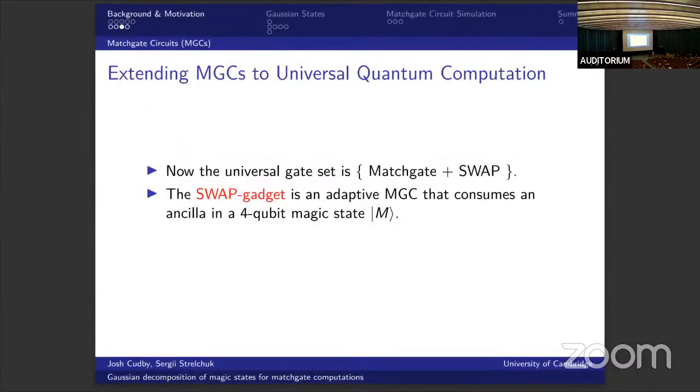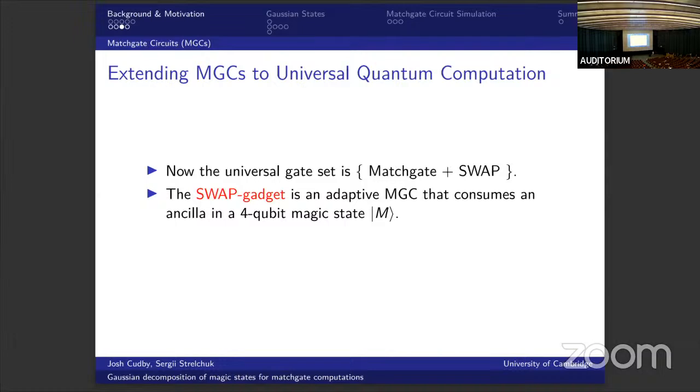Now, once again, we can extend matchgate circuits to a universal set. And I actually mentioned this earlier, that the swap gate gave matchgate circuits more power, and it actually turns out that it gives them sufficient power to be universal. And once again, we have a small subroutine, which, instead of giving them a swap gate, we can use this subroutine and a certain magic state to perform a swap gate.